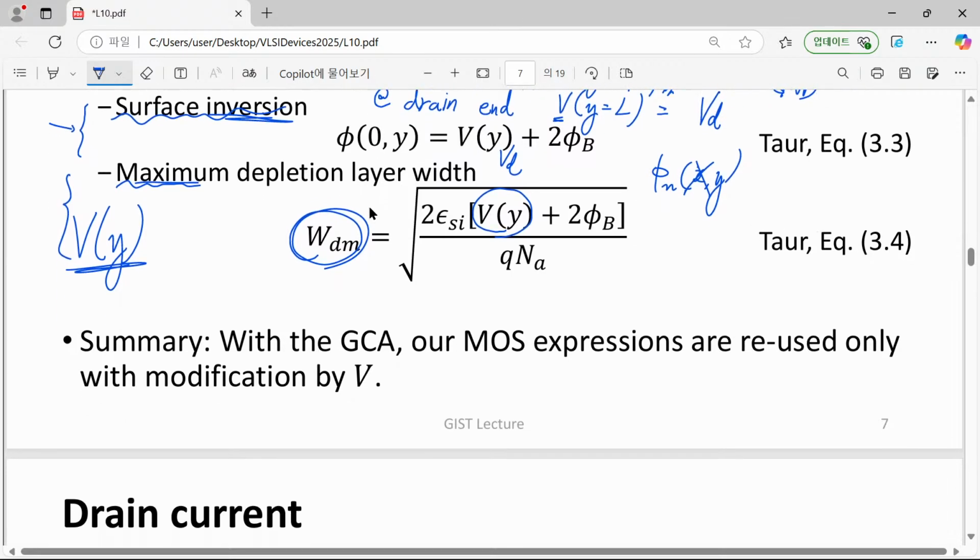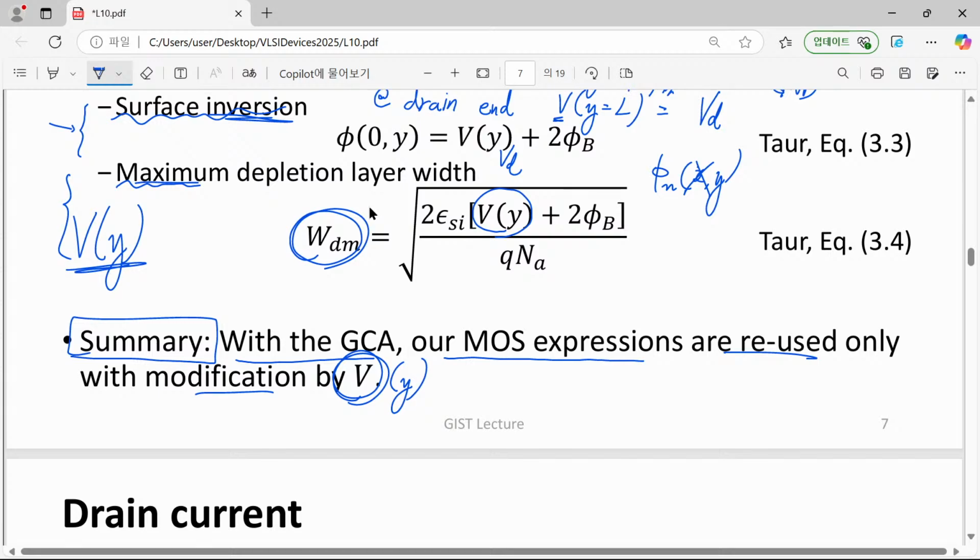Anyway, I have prepared more materials, but I have to stop here. This is a summary. With the gradual channel approximation, our MOS expressions can be readily reused, only with modification by V. This is the electron quasi-Fermi potential, and this is slab-wise. So at every slab, you must recalculate this quantity. So are you with me?